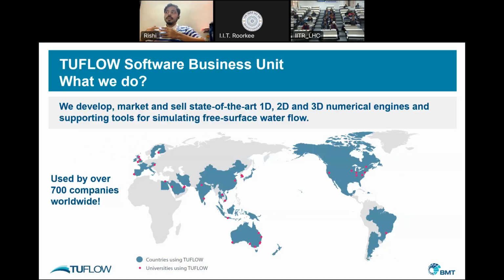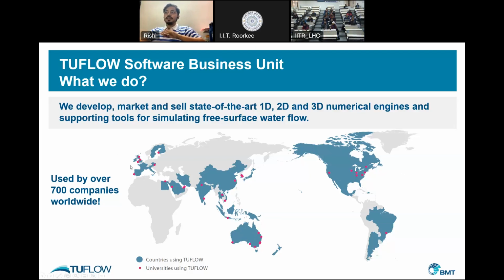We develop and sell state-of-the-art 1D, 2D, and 3D numerical engines, and its supporting tools for simulating free surface water flow. As you can see, TUFLOW is being used by over 700 companies globally. Almost every country uses TUFLOW software, and it basically originated in Australia at Queensland University. So they are the people who developed the software, and it has spread quite well across the globe.